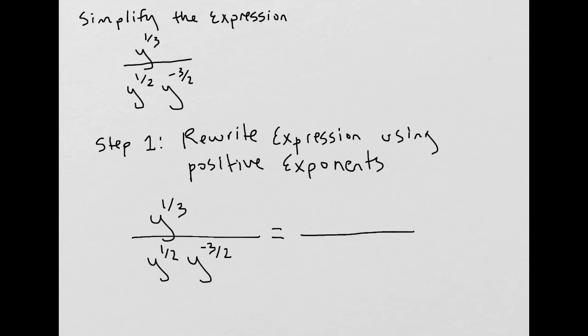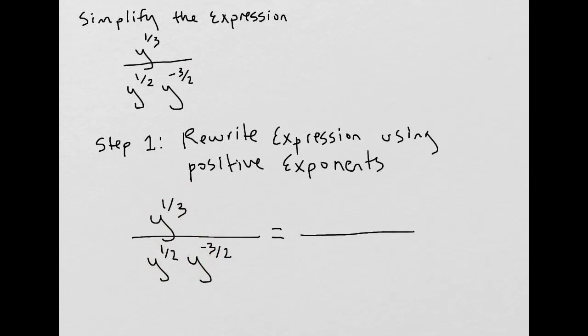Okay, so I've rewritten my original expression, and one of the things that you should notice is that on top my base has a positive exponent. So I'm not going to do anything with this base. It's going to stay right where it is. On the bottom, this one is going to stay put as well because the exponent's positive. The one that's going to flip is this one because its exponent is negative. So anything with a negative exponent is going to flip.